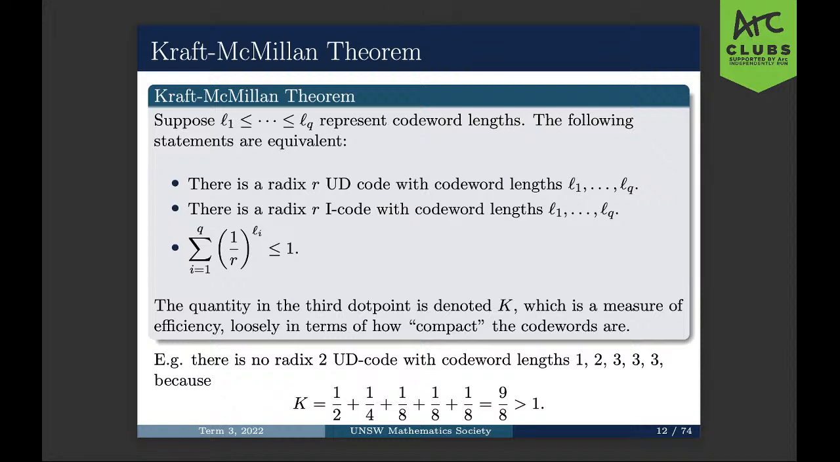So for example, there is no radix 2 UD code with code word lengths 1, 2, 3, 3, 3, because if you compute that sum, you get 1/2 plus 1/2 squared plus 1/2 cubed plus 1/2 cubed plus 1/2 cubed, and you get 9/8, which is greater than 1. So there's no radix 2 UD code with these code word lengths.